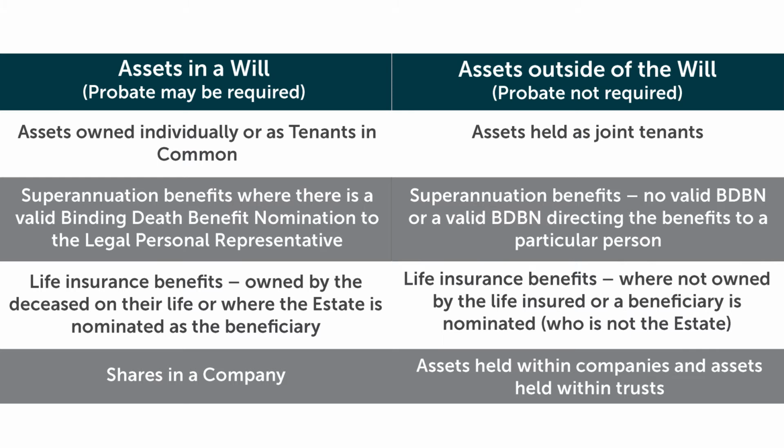So assets in a will include things like assets owned individually or tenants in common, whereas jointly owned assets are outside of the will. Superannuation may be in or out of the will, depending on whether there are valid binding death benefit nominations and what they say. Life insurance can also be in or out of the will, depending again on ownership and beneficiaries nominated. In the will are shares in a company. Out of the will are assets held within companies and assets held within family trusts.